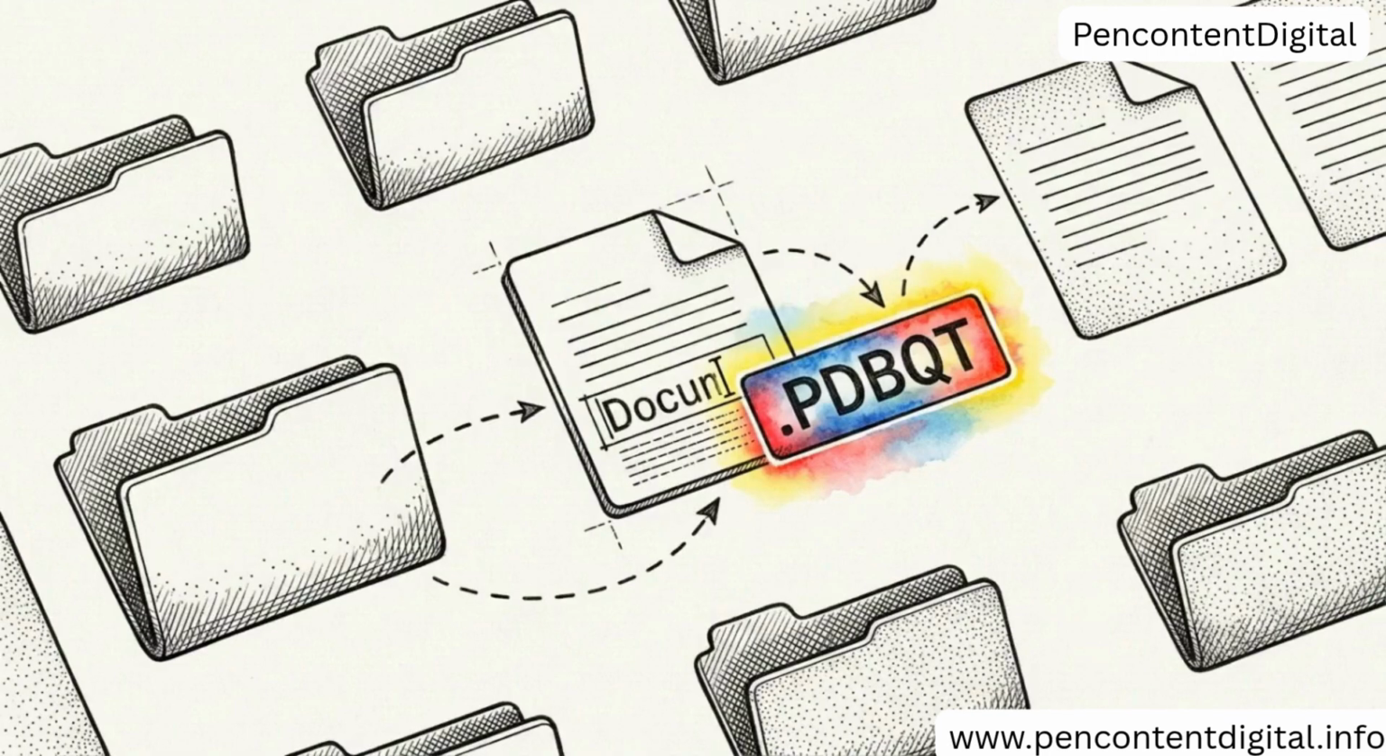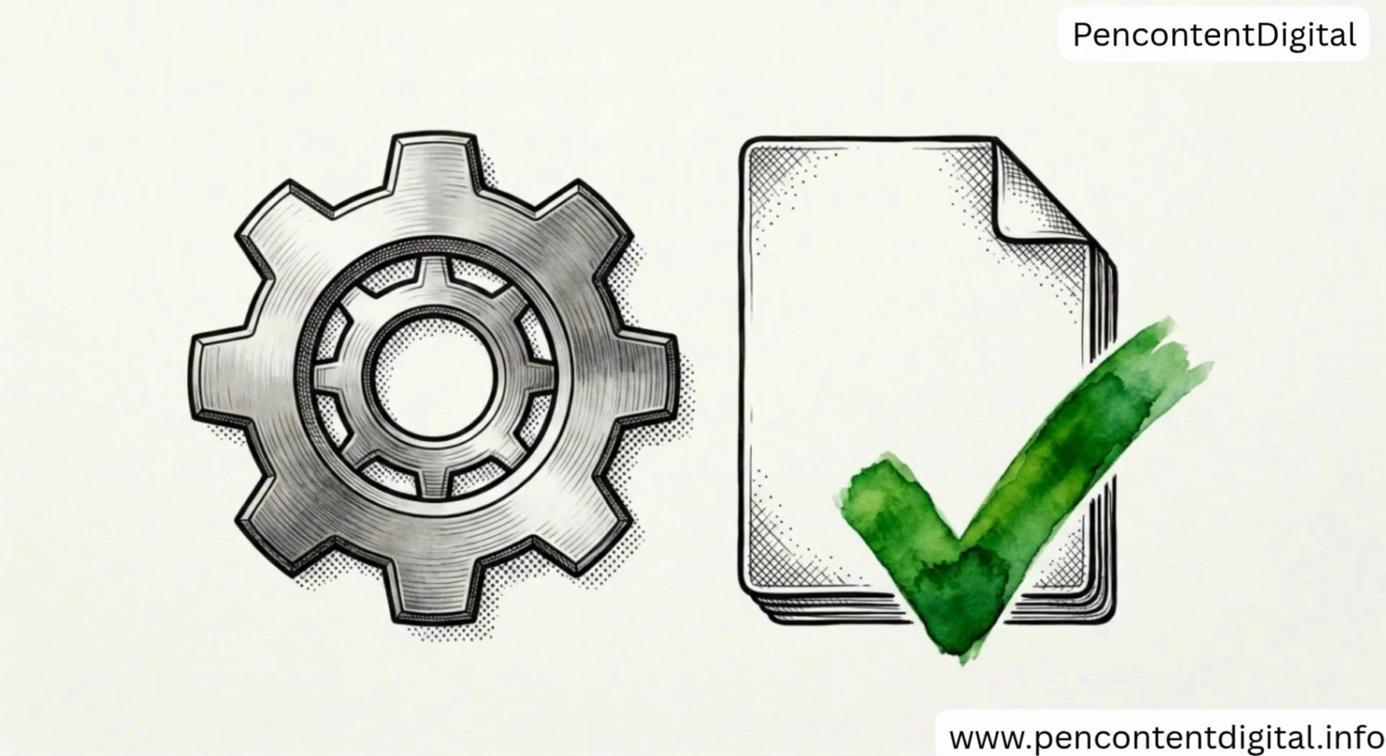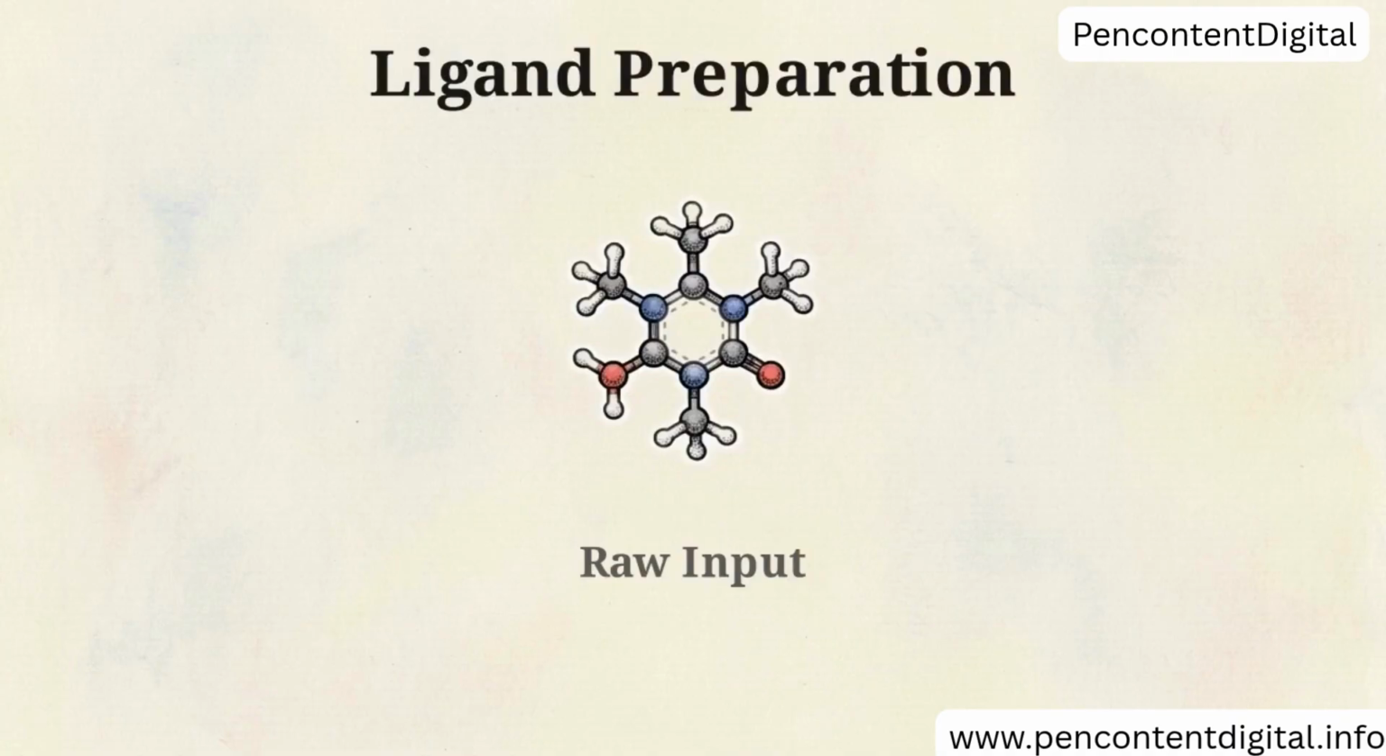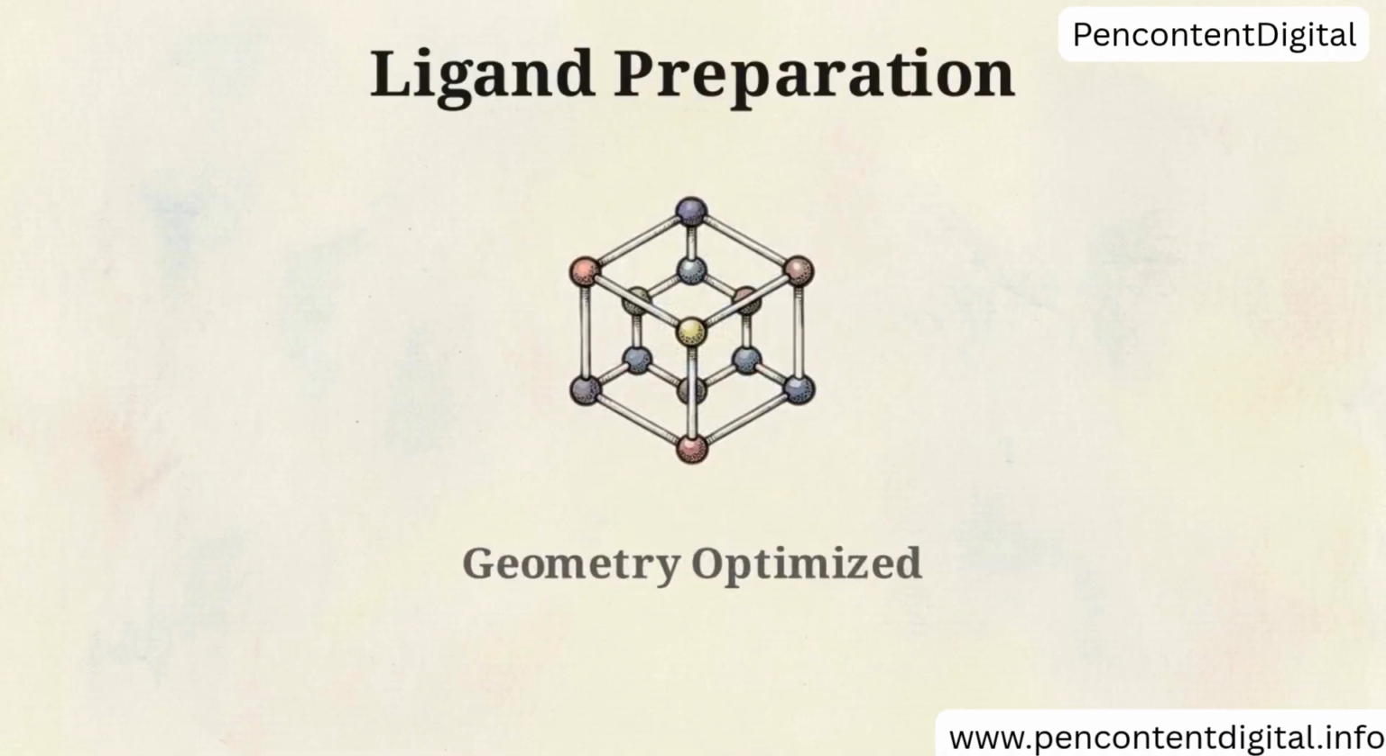Looking at your file directory, you must convert this cleaned protein file into a specific extension type, the PDB-QT format. This step is an absolute requirement for the Vina engine to read your data. Now you move to the ligand preparation phase. Here, you have to optimize the geometry of the molecule and accurately map its electrical charge.